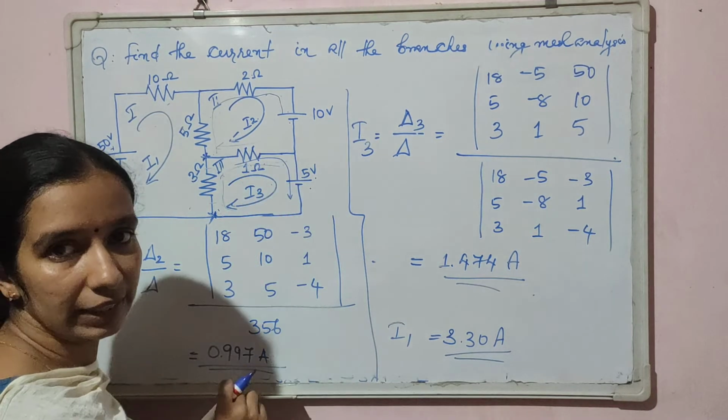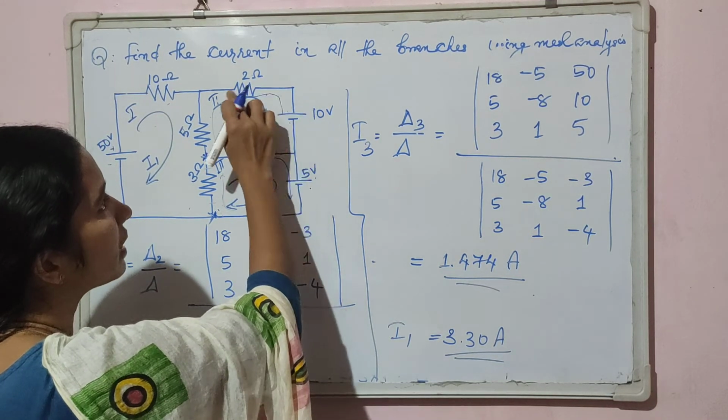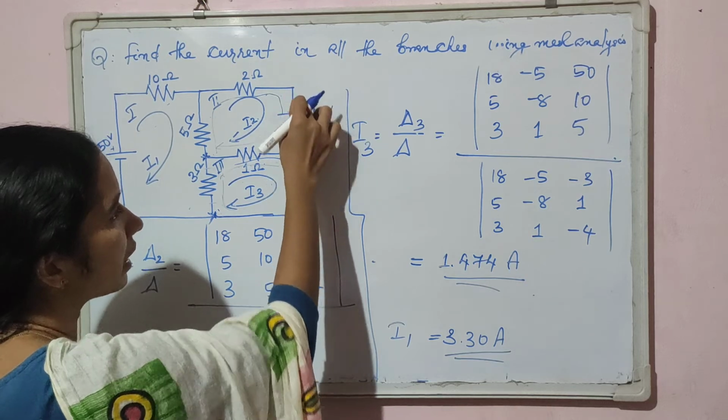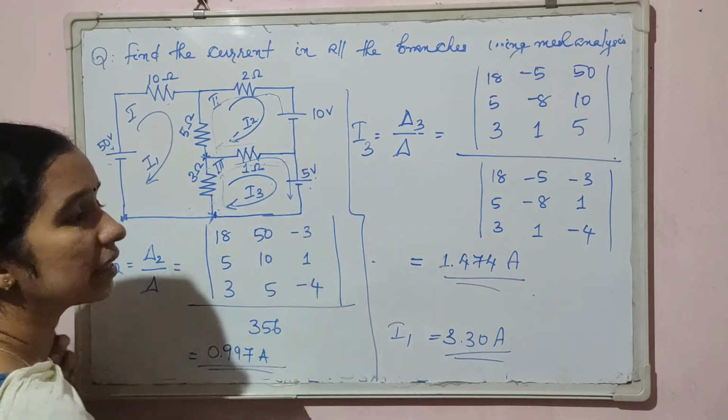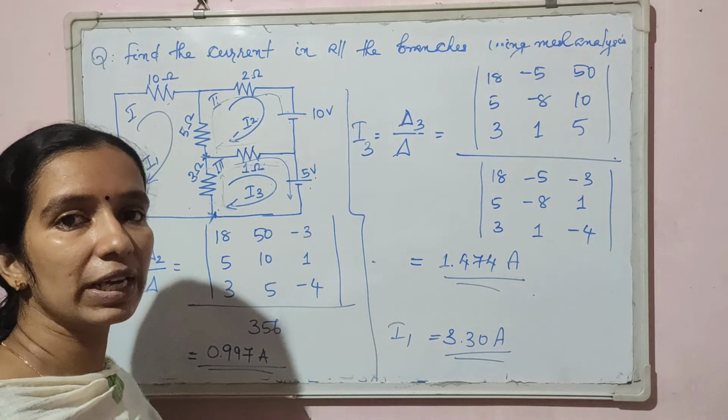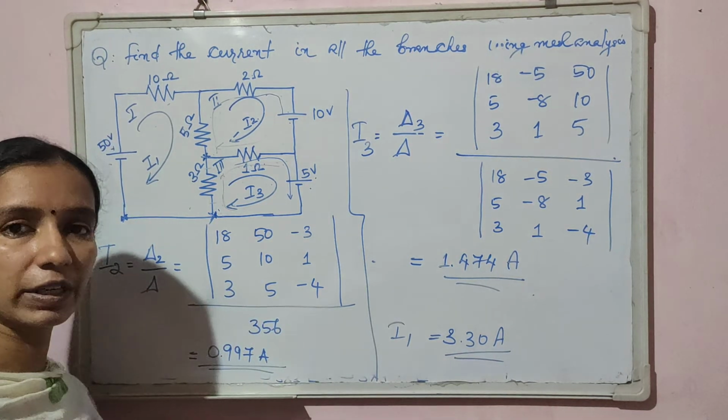So I2 minus I3. Current through this 2 ohm is I2, this battery is I2, and through this 5 volt is I3. So you can easily calculate the current through different branches.